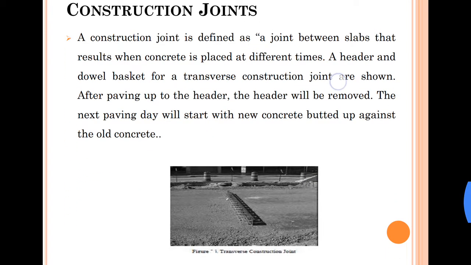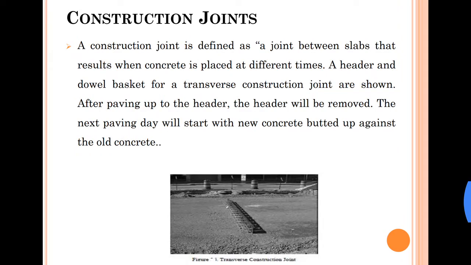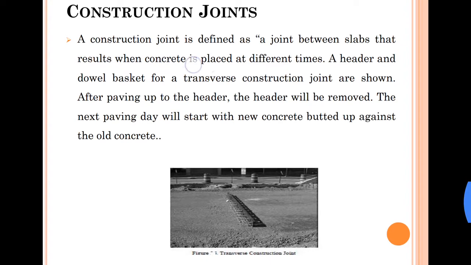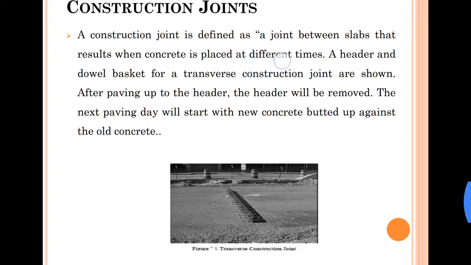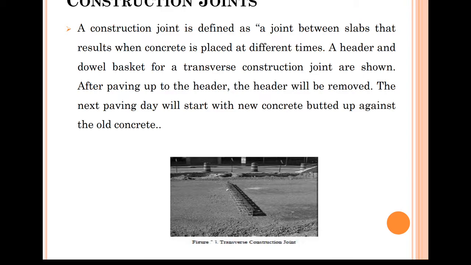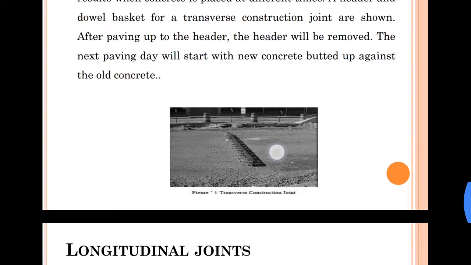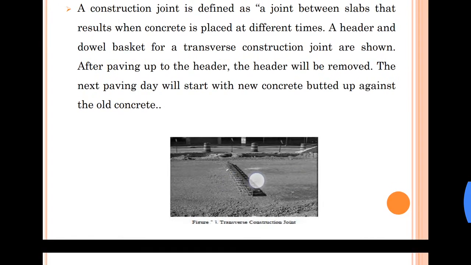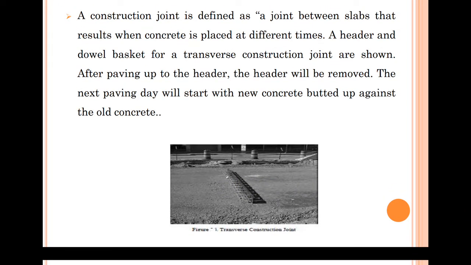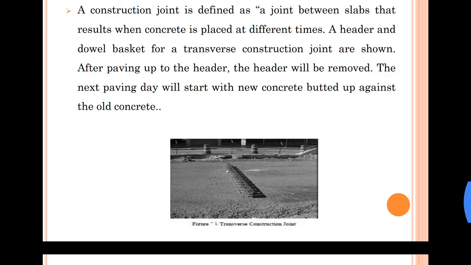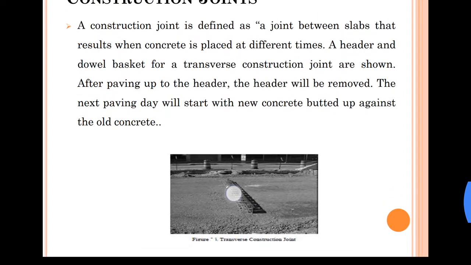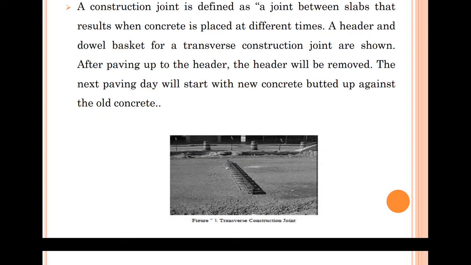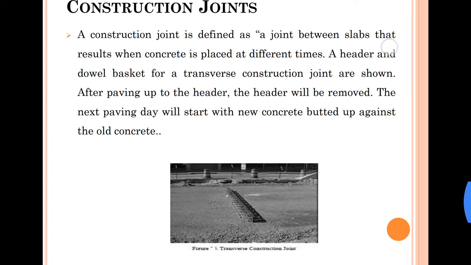Then we have construction joints. A construction joint is defined as a joint between slabs that results when concrete is placed at different times. So you might finish some concrete work by this evening and need to restart the work tomorrow morning. Now the setting time and the quality of concrete might change, hence you provide a joint at the end of the day's work. This is nothing but the construction joint.